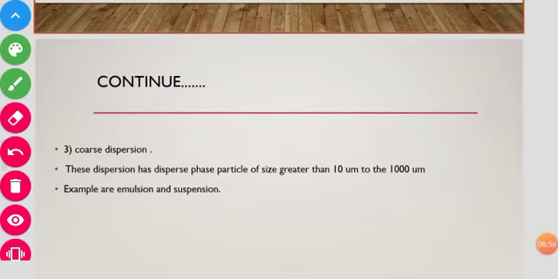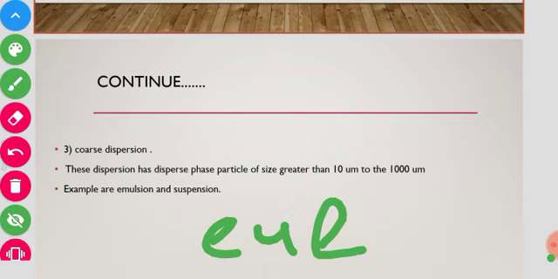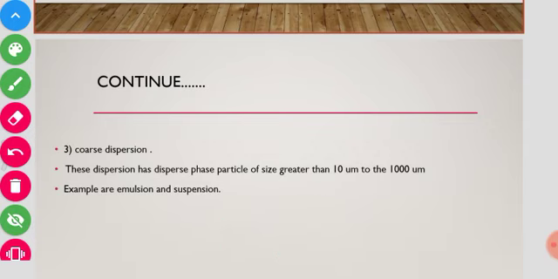The third type of dispersion is coarse dispersion. It is a dispersion in which the dispersed phase particle size is greater than 10 micrometers, up to 1000 micrometers. Examples are emulsion and suspension. This type of dispersion we observe through the naked eyes, and no microscopic device is required.